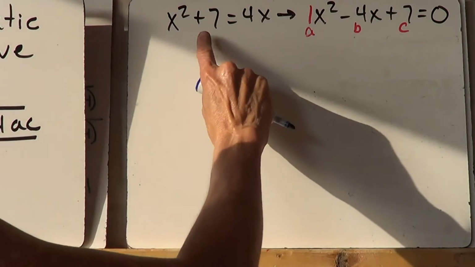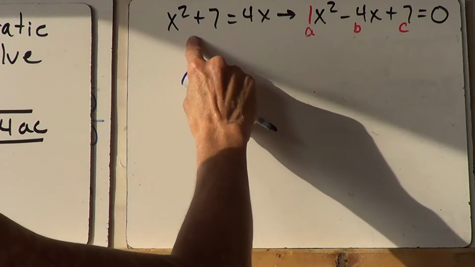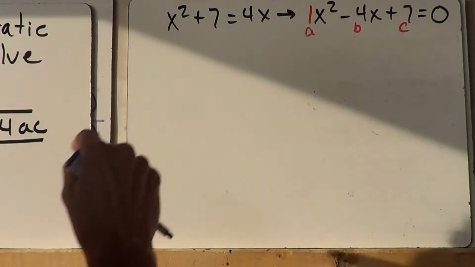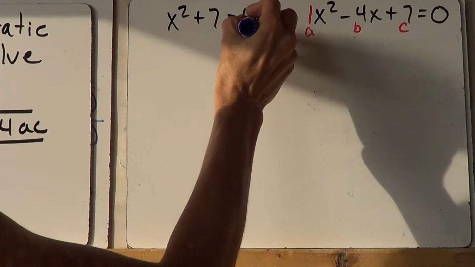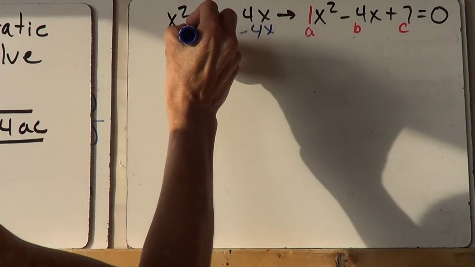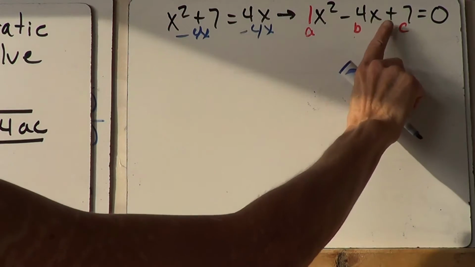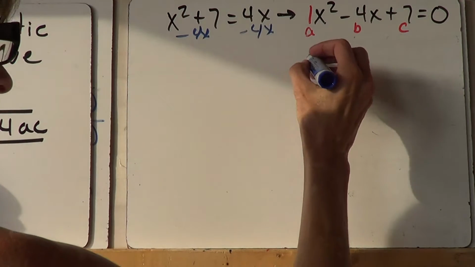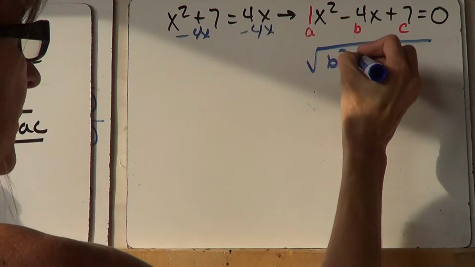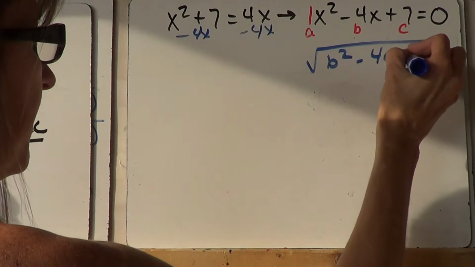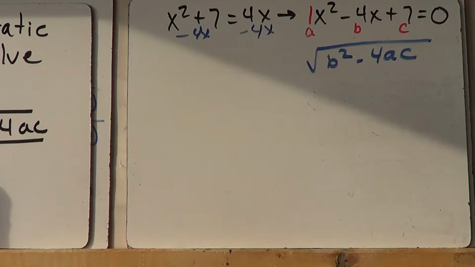Okay, next you'll get equations where they're not put in standard form. Your first step is to put them in standard. So we just brought the 4x, we subtracted it from this side and brought it to this side, and we end up with a negative 4x in our b value. Now we do the discriminant, square root b squared minus 4ac. Well, it really helps if you'll write the formula every time you use it. You'll get real used to it.